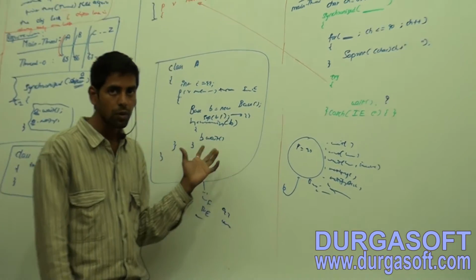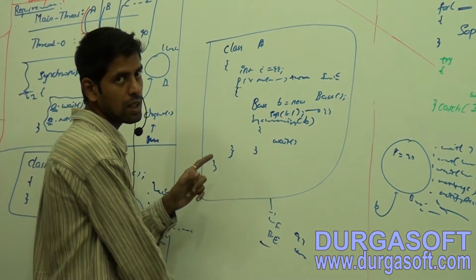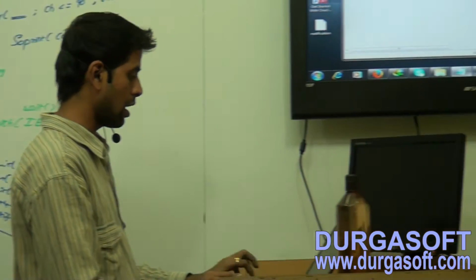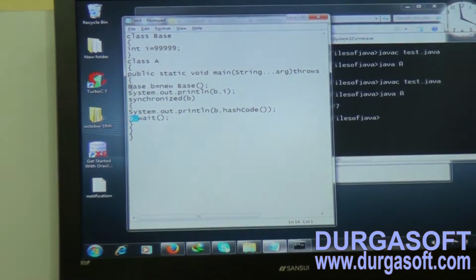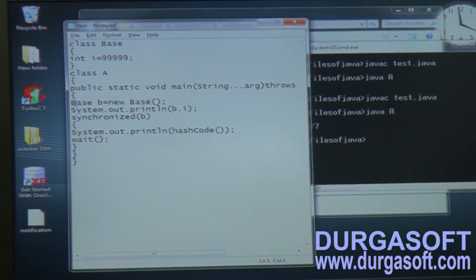Can I call wait directly here? If I call it directly without b.wait, is that valid? No. Observe here, you will get a compile time error. Can I call b.wait here? No. Can I call b.hashCode here? No. It will give a compile time error.